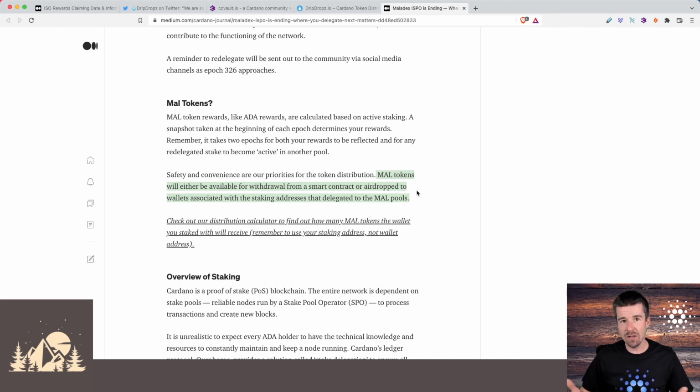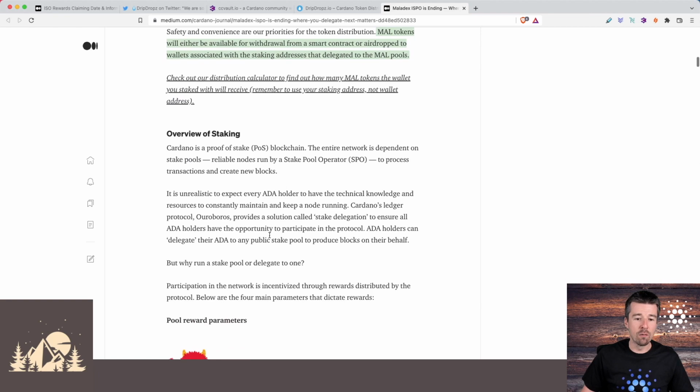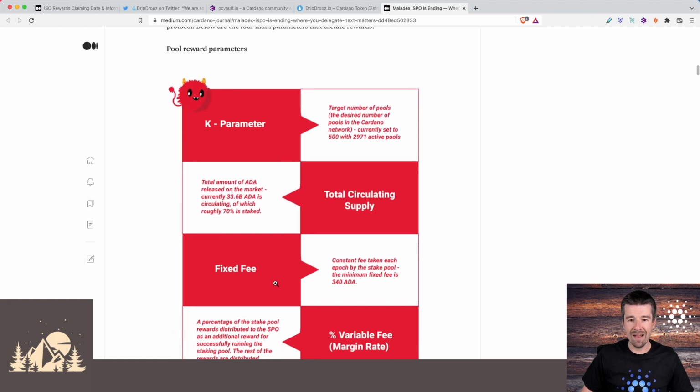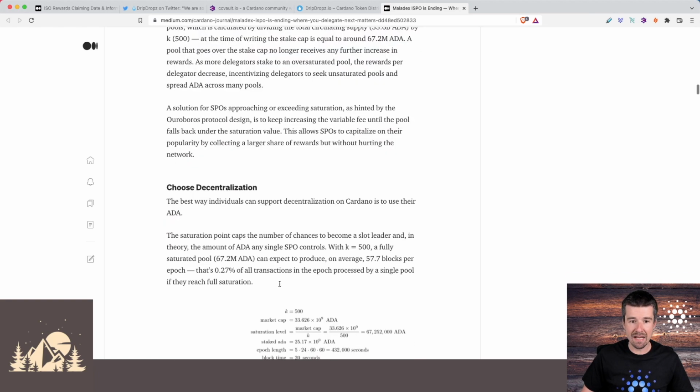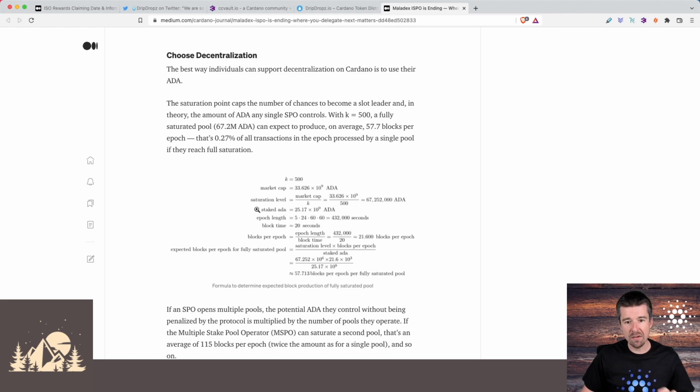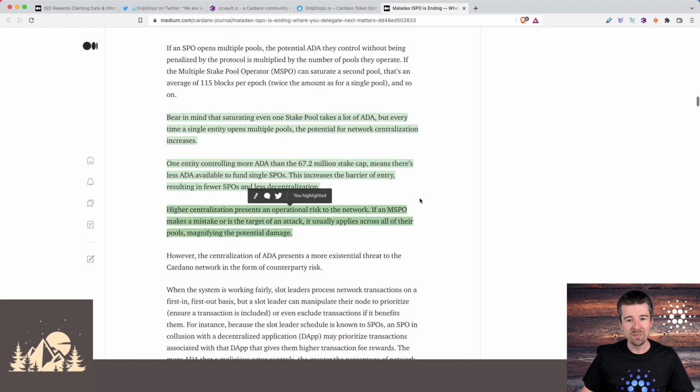But with this wrapping up, the question becomes then, all right, well then where do we take our stake next, and what are some things to consider? They go into an overview of staking and some of the important parameters that work on the network. They actually have the full equation here of how saturation works and how rewards are paid out. Really good detail if you want to dig into it. But they bring up some really good points here that we wanted to share with everyone. There have been a lot of conversations about single pools versus multi-pools and what does it do for centralization and what does it matter if you do one or the other.